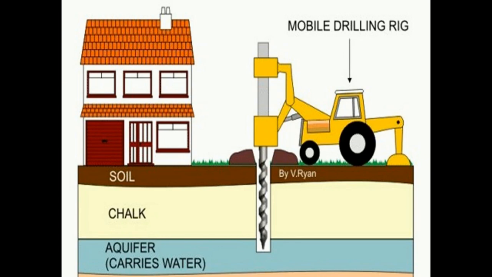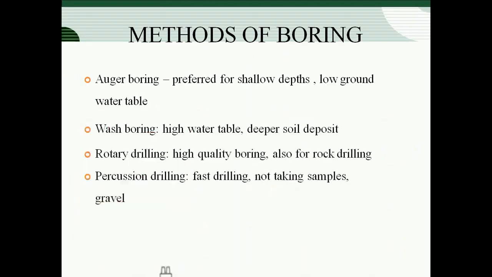And here we are saying three layers are there. First layer is the soil layer, second layer is the chalk layer, and third layer is the water-carrying layer. This way, by using some mechanical instrument, we can collect the soil sample for future testing.